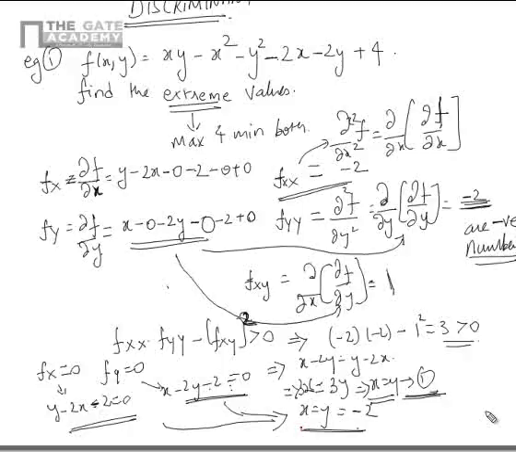Correct? That means for x equal to y equal to minus 2, fx is 0, fy is 0, and fxx times fyy minus fxy the whole square is greater than 0. So minus 2 comma minus 2 is a maxima for this function. This is the answer.